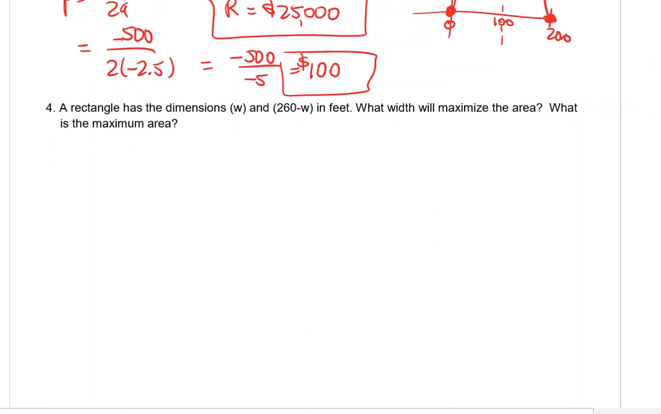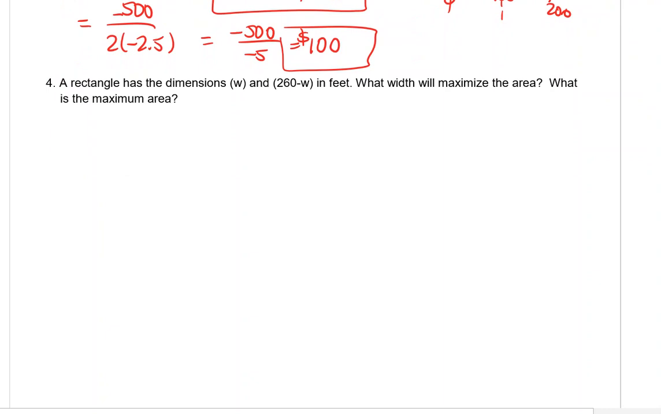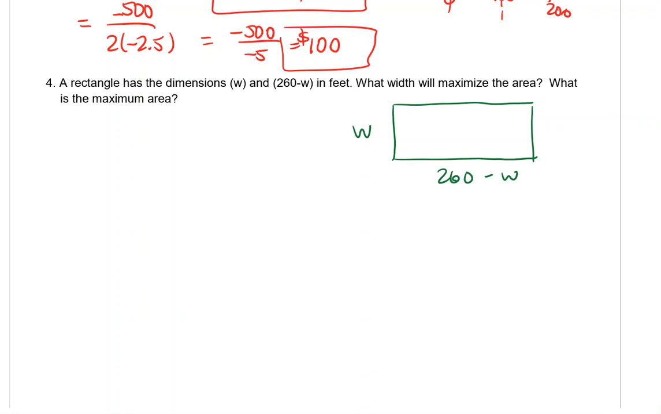All right, a rectangle has dimensions of w by 260 minus w in feet. Oh, I'm going to draw the rectangle. So this is w by 260 minus w. What width will maximize the area? What is the maximum area? So now we don't actually even have an equation here, but we can find the equation. The area of this problem is going to be length times width. So width times 260 minus w.